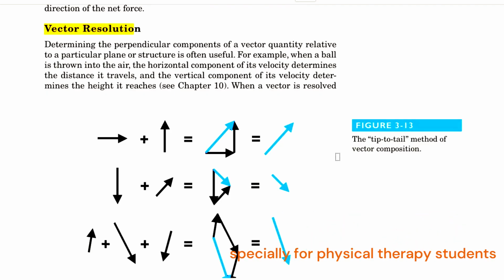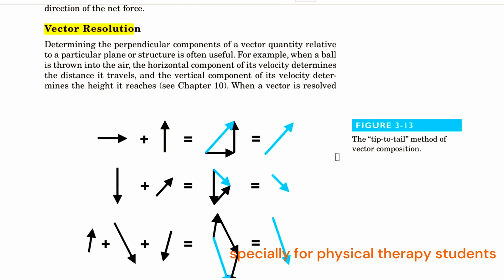Hello everyone, I'm back with another lecture, and today we are going to talk about something very important in biomechanics and also in physics as well. That is vector resolution and how we can solve vector problems. Okay, vector resolution in a very simple way.